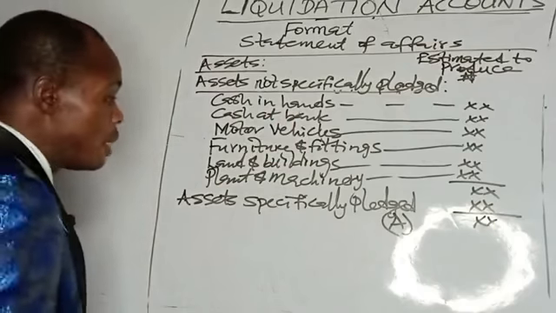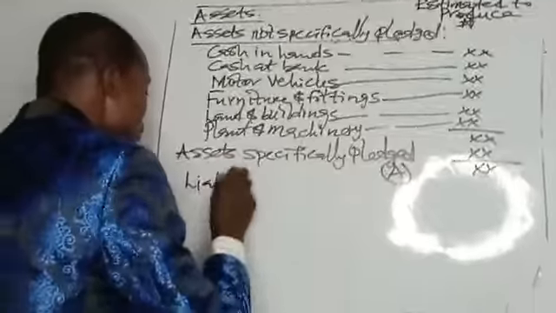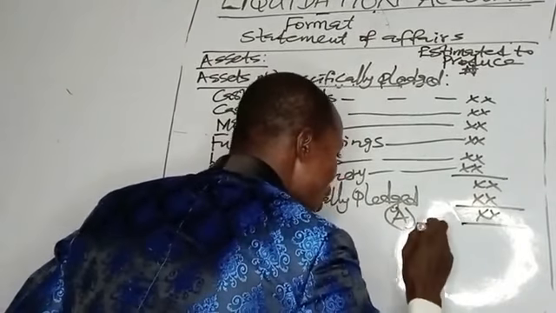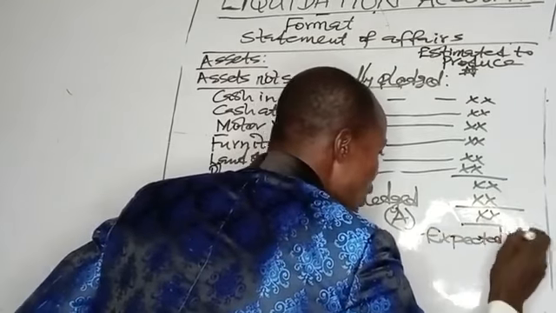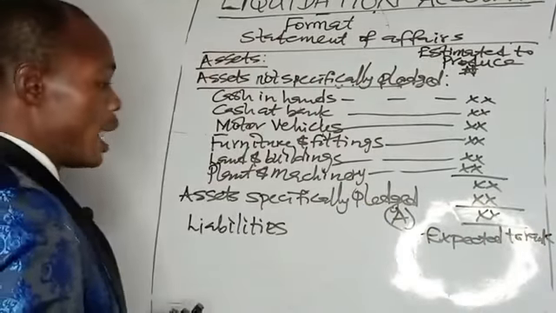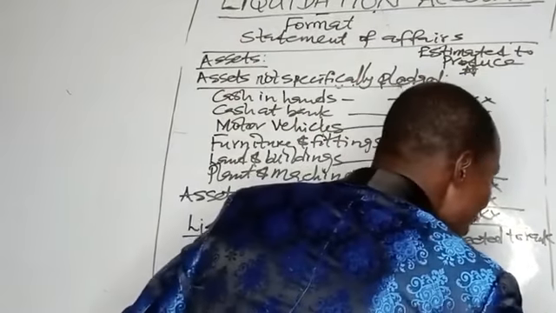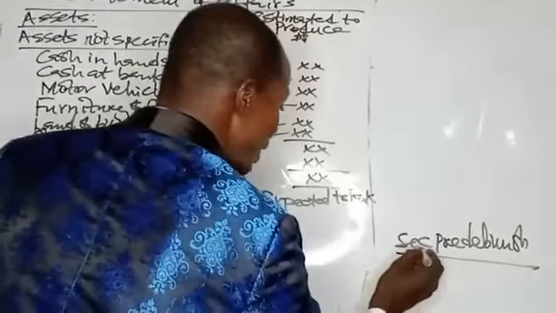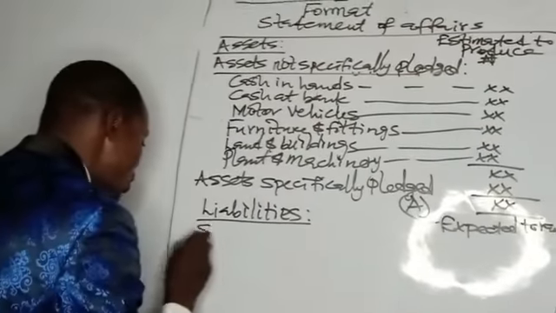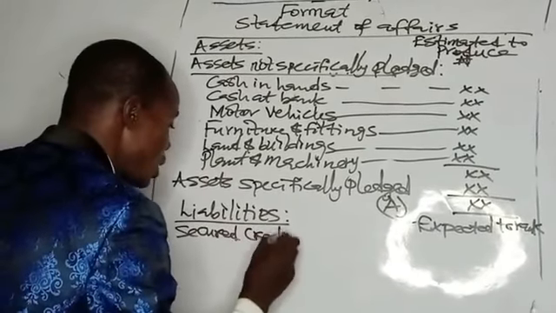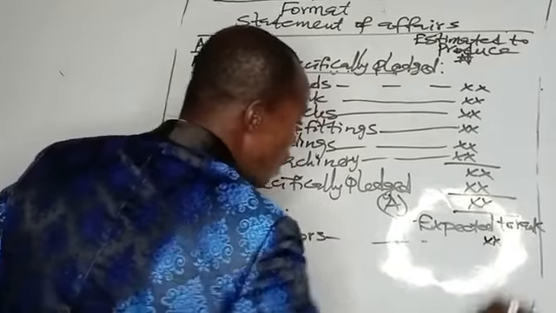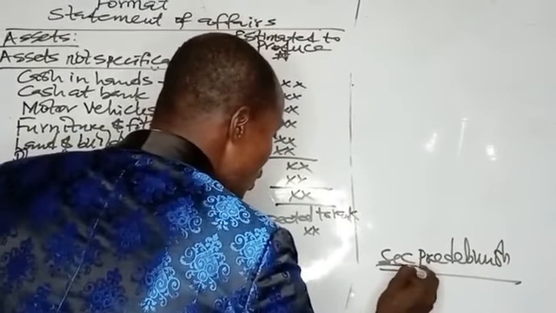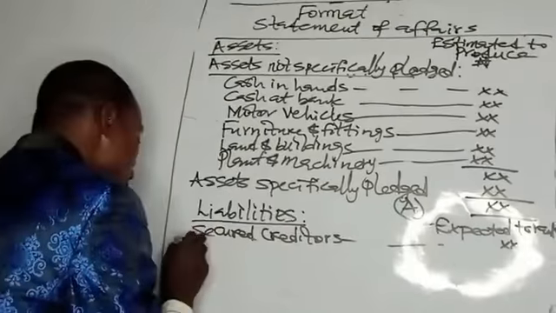Then we have liabilities expected to rank. I've told you the acronym to use is SEC pre-debauch. The SE stands for secured creditors. We are going to start with secured creditors, those creditors that are specifically pledged on assets of the company. Then the C stands for cost of liquidation, and the cost may include the legal cost.